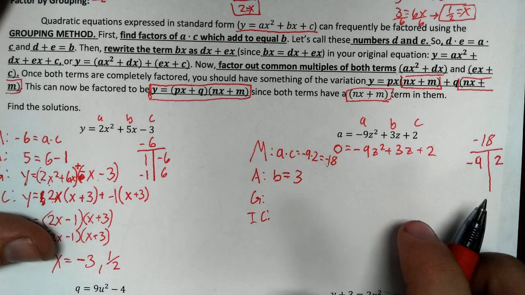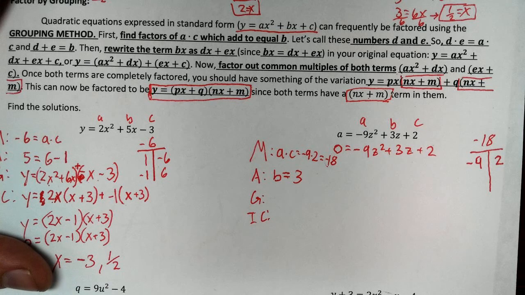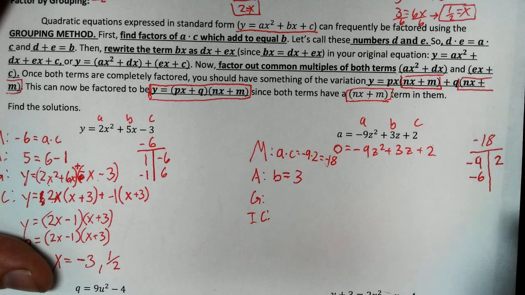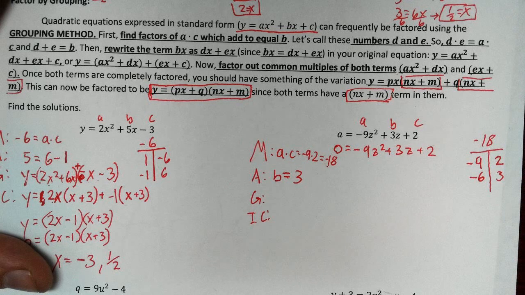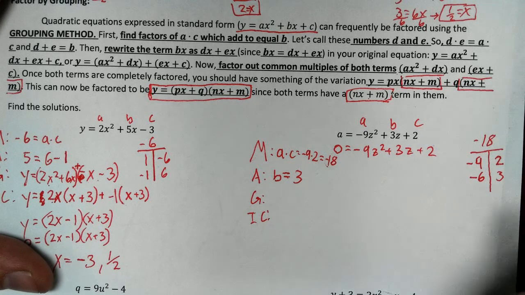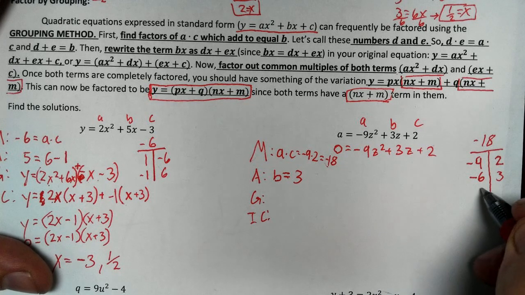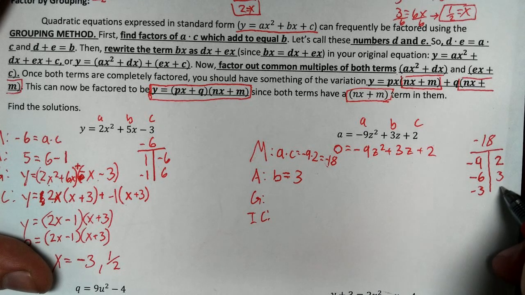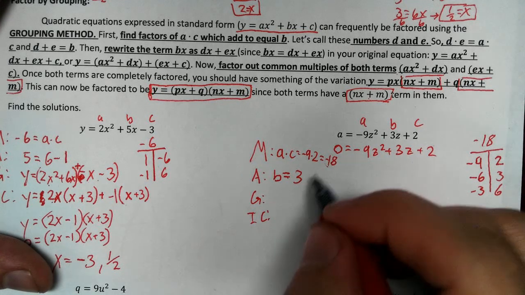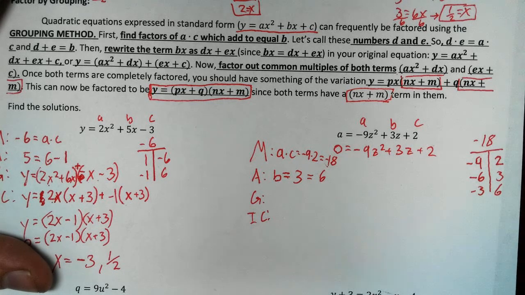Okay, next one. What else can I break this down into? Well, I can divide 18 by 6, so what if I do negative 6, and then times 3? 3 times negative 6 is negative 18. So what's 3 plus negative 6? It's negative 3. Ooh, I'm close. Let me go ahead and switch those signs. So now I'm going to have a negative 3, a positive 6. So 6 minus 3, sweet. We're rocking and rolling.